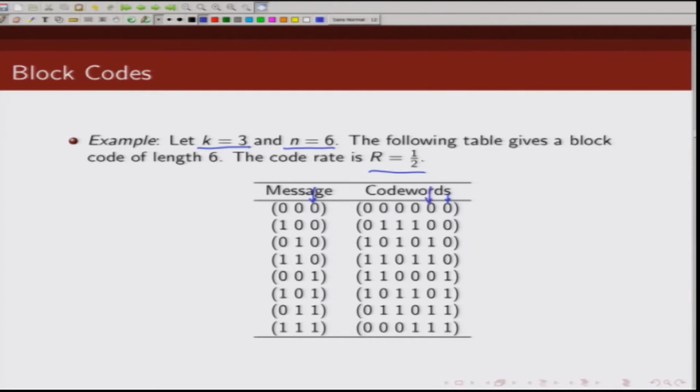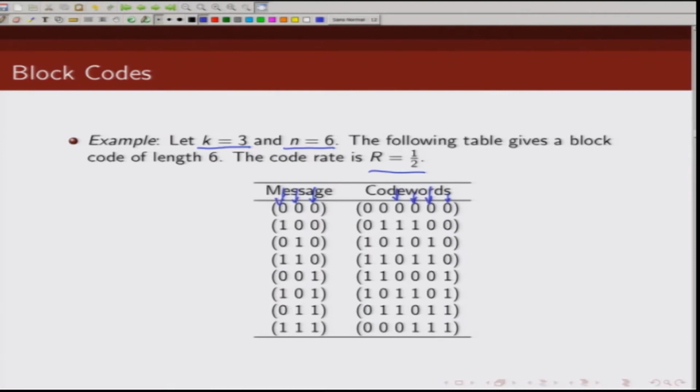Similarly, look at this one. This column is same as this column, 0 0 1 1 0 0 1 1, and this column is same as this column. So in other words, this bit of the code word is same as this bit of the information sequence, this bit of the code word is same as this bit of the information sequence, this bit of the code word is same as this bit of the information sequence.